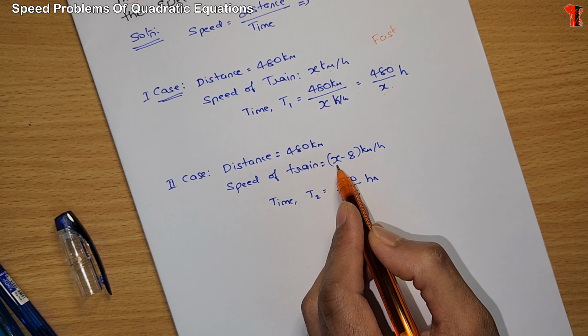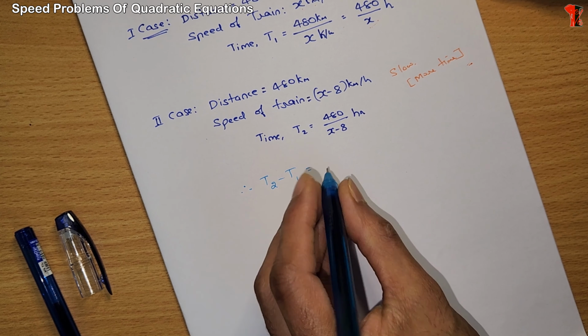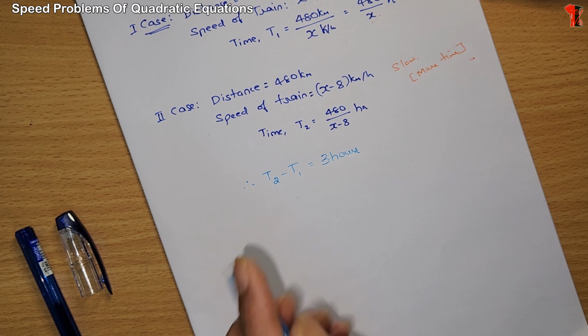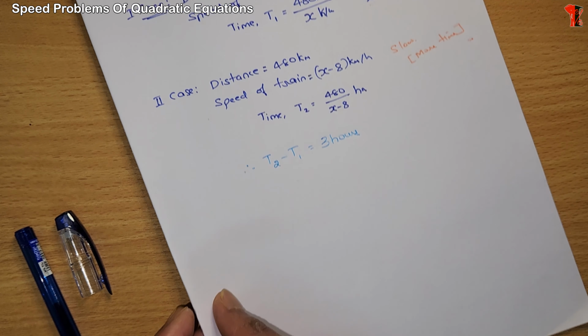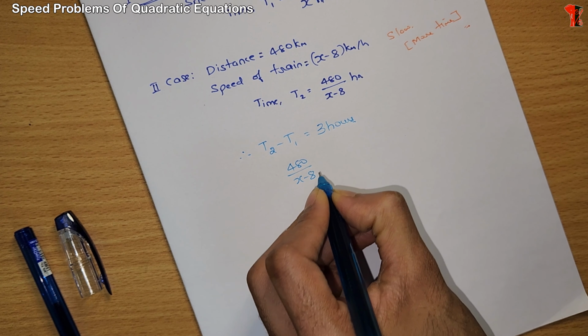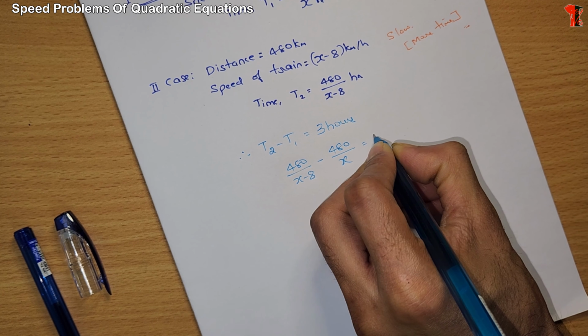So what I can say here is t2 minus t1, that is, more time minus less time, or slower minus faster. As per the question, this is 3 hours. We know t2 is 480 by x minus 8, and t1 is 480 by x. So we substitute: 480 by x minus 8, minus 480 by x, equal to 3 hours.